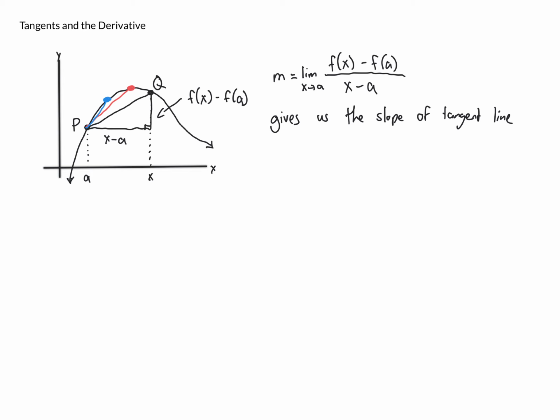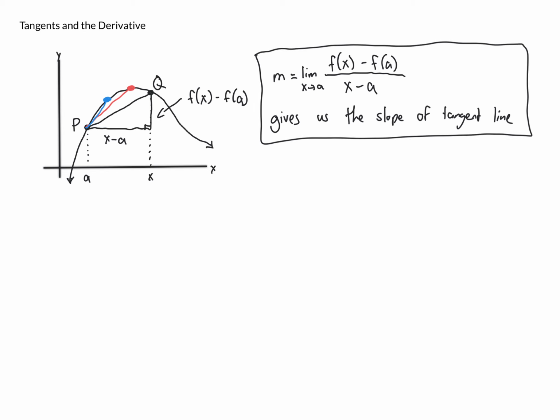All right. This is hugely important. So I'm going to put it in a box. And this gives us that slope. It also, if we were looking at a position function, would give us the instantaneous velocity at that moment. And I want to look at an example of that because we want to draw connections both to slope and to instantaneous velocity.